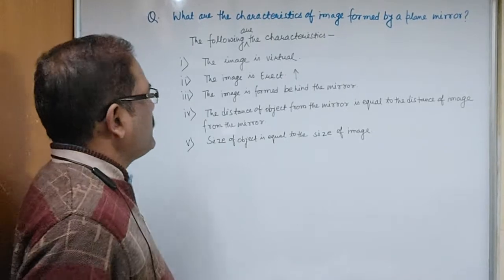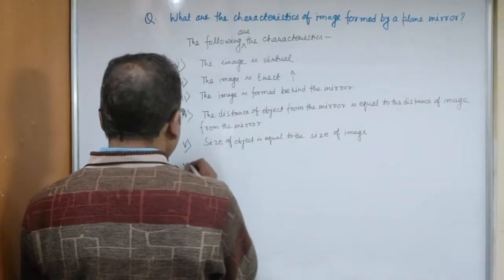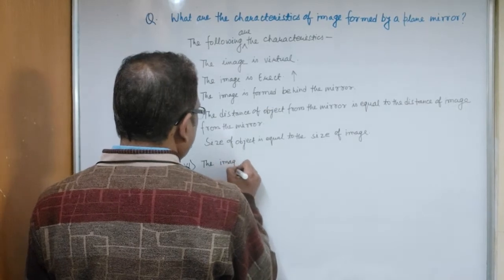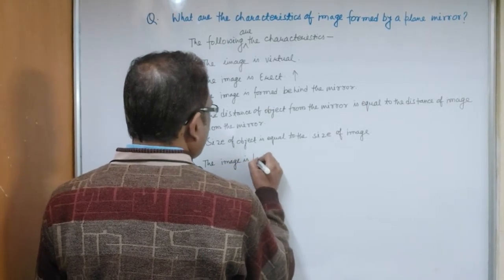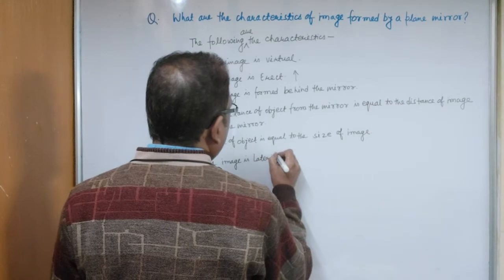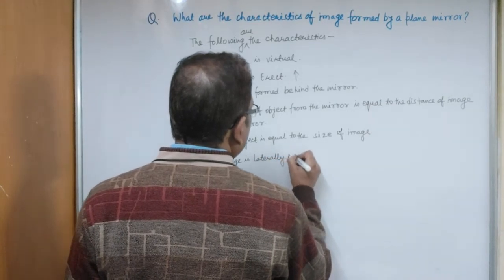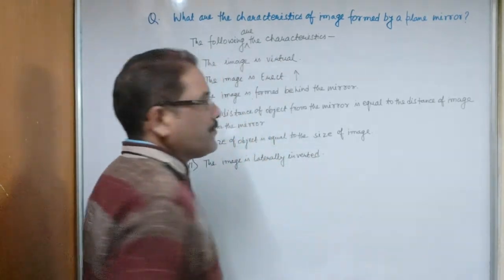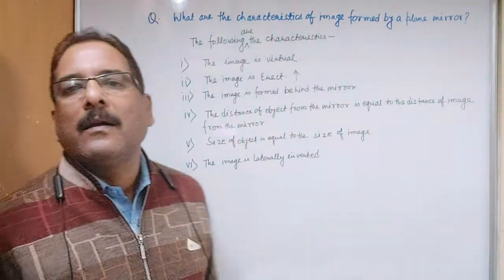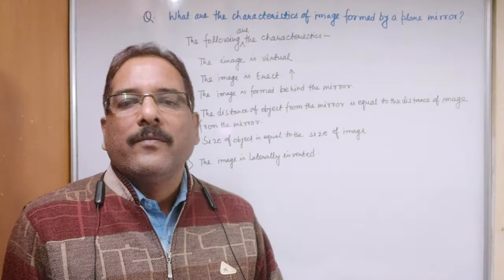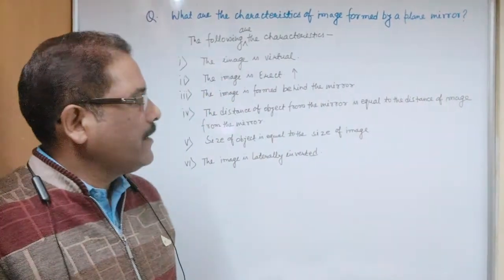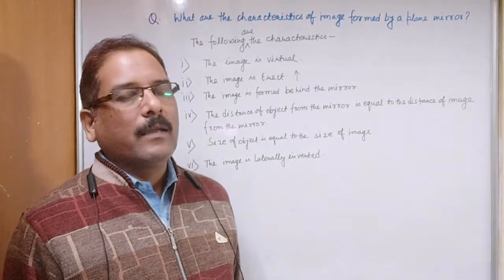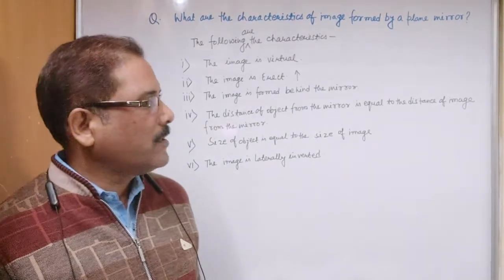Sixth, you can write that the image is laterally inverted. Laterally inverted means the left side appears towards right and the right side appears towards left.